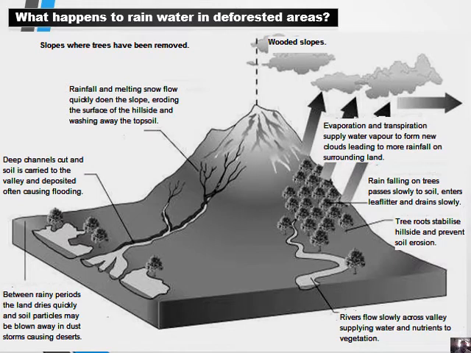Okay, deep channels cut and soil is carried to the valley and deposited, often causing flooding. And between rainy periods, the dry land dries quickly and the soil particles may be blown away in dust storms causing deserts.